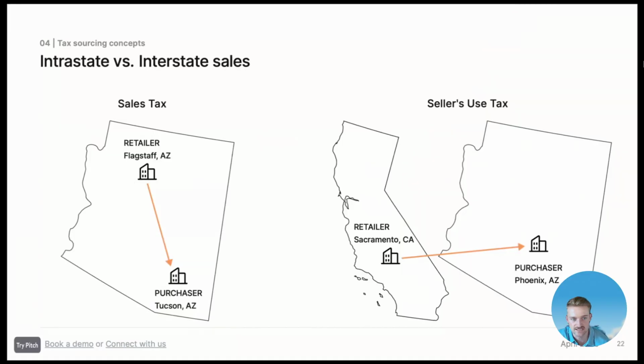So sales tax, we can see, is on the left. If I'm in Arizona and my purchaser is also located in Arizona, this is what we call a sales tax. Seller's use tax is when you're selling between states, as in the example on the right, or from outside of the US into a state.